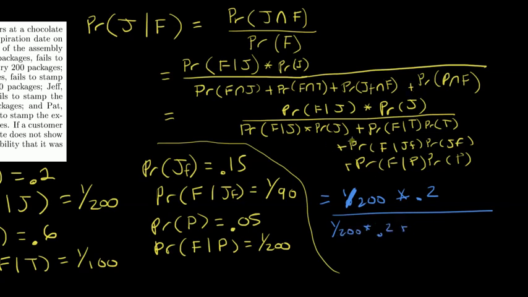Then we go on to Tom. Tom made a mistake 1 out of 100 times 0.6, plus. Then we have Jeff. Jeff made a mistake 1 out of 90 times 0.15, plus Pat. Pat made a mistake 1 out of 200 times 0.05. You can calculate this out. For the sake of time, I'll leave that to you, so go ahead and simplify this.